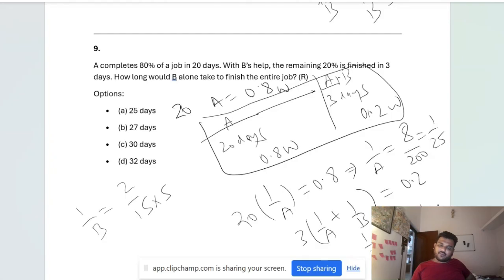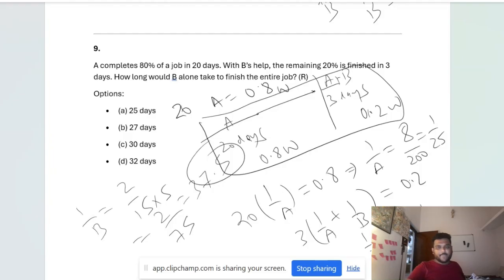And then 1 by 15 minus 1 by 25, which is what? 1 by 5 I took common, 1 by 3 minus 1 by 5, so 2 by 15. So this is correct. So 75 by 2, or 37.5. So this is actually B alone. So again, there's some problem with the options, but the answer should be 37.5.